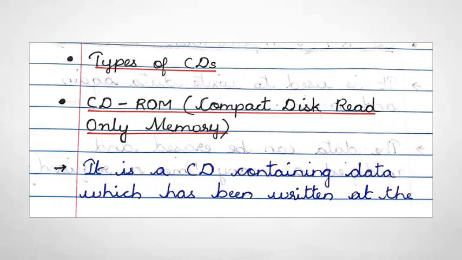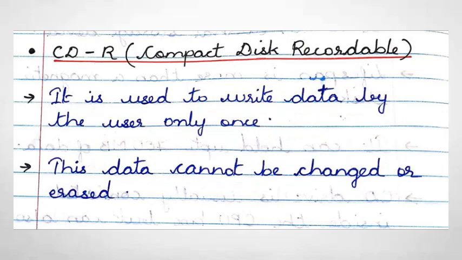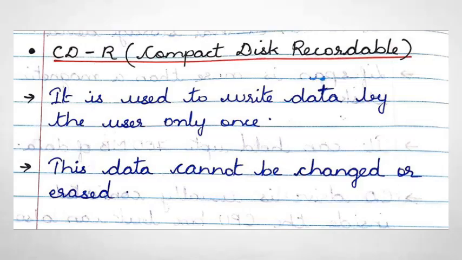First one is CD-ROM, that is compact disk read-only memory. It is a CD containing data which has been written at the time of manufacturing. The data inside this cannot be modified or erased. Second one is CD-R, that is compact disk recordable. It can be used to write data by the user only once. The data inside this cannot be changed or erased.